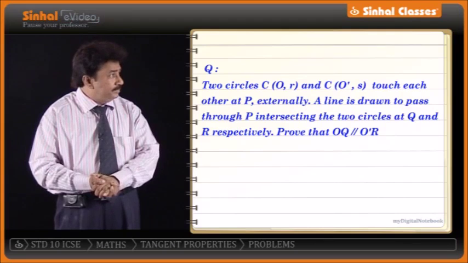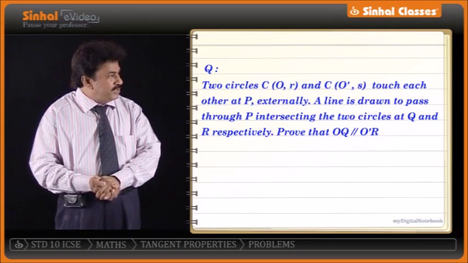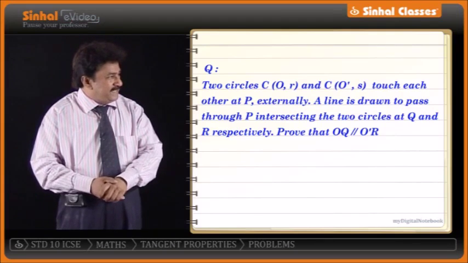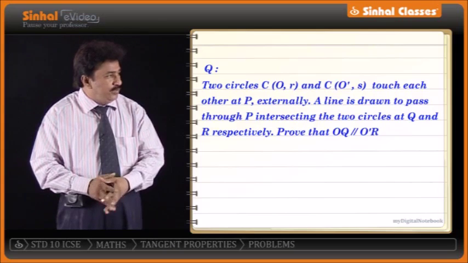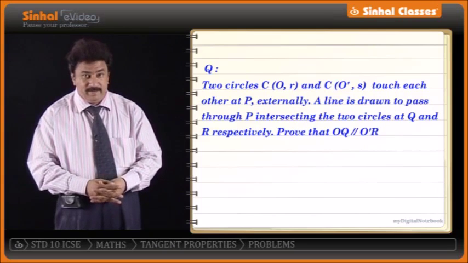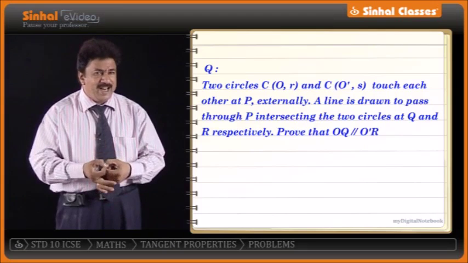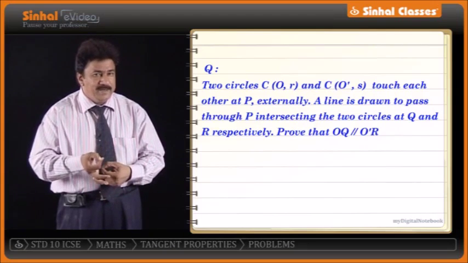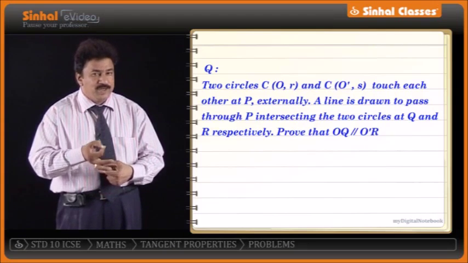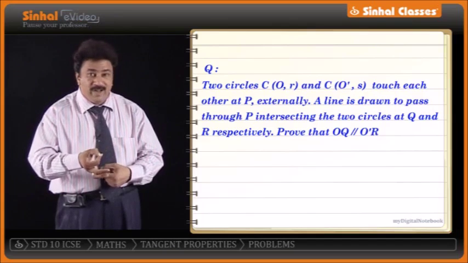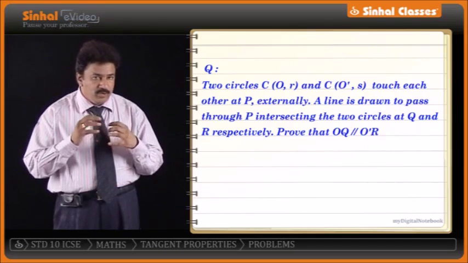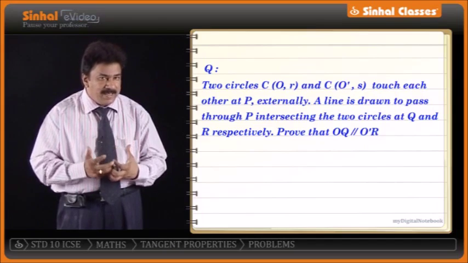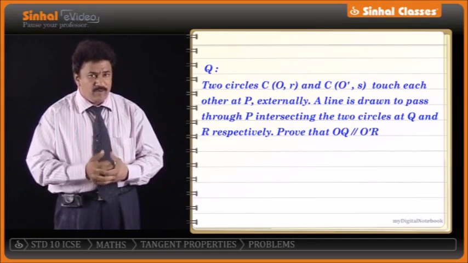What is given to you? A line is drawn to pass through P intersecting the two circles at points Q and R respectively. That means there is a straight line which passes through P and meets those two circles at point Q and point R. Now we should draw the figure first. We should imagine the figures. So let's go for it.